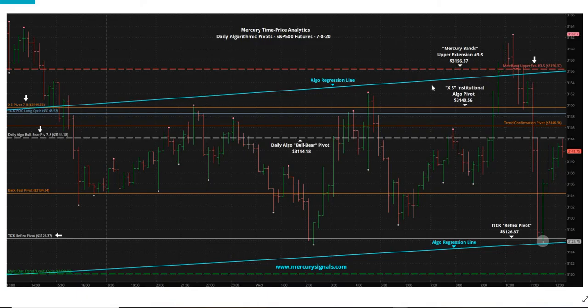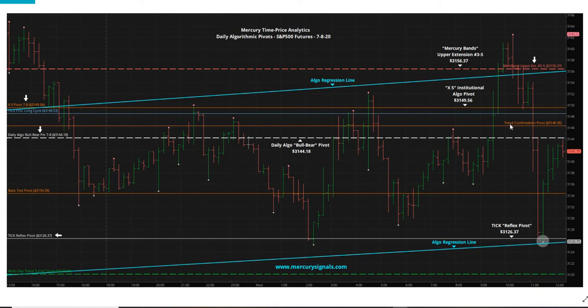We can also see how price is in a channel between these algo regression lines. In fact, the low today came right at the confluence of this algo regression line and also our tick reflex pivot. Now, these pivots that are labeled here that have the funky names like tick reflex pivot, multi-day long cycle back test pivot, tick point of control long cycle pivot, trend confirmation pivot. On our charts, the ones that have these very descriptive funky names, those are generated in the morning before the market opens. They're generated about an hour and a half before the market opens.